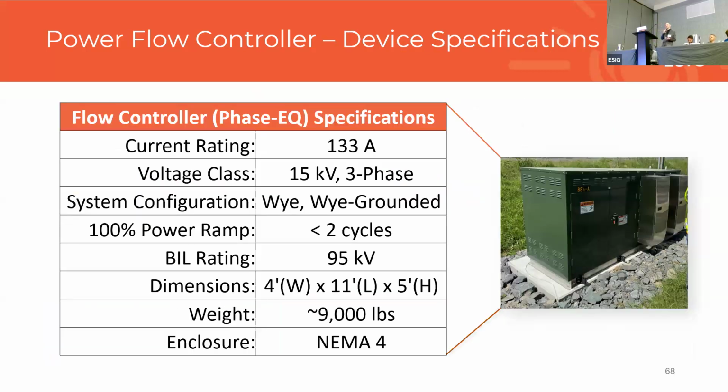Getting into some device specifications here. The current rating of this device is 133 amps. It's about 45 amps per phase. It's a 15 kV class device, and it's typically deployed on Y systems as it acts on zero sequence current. It is a pad-mounted device. The dimensions are here. It's about 4 feet wide, 11 feet long, and 5 feet tall, and it weighs about 9,000 pounds.